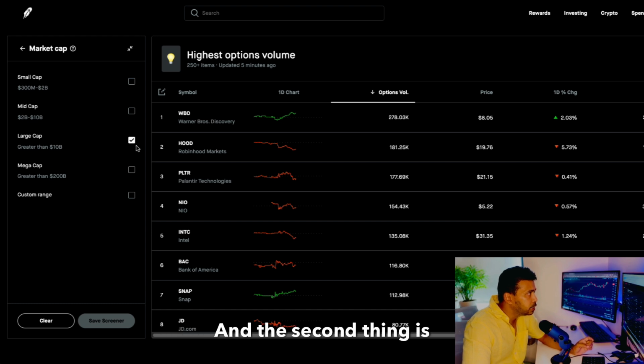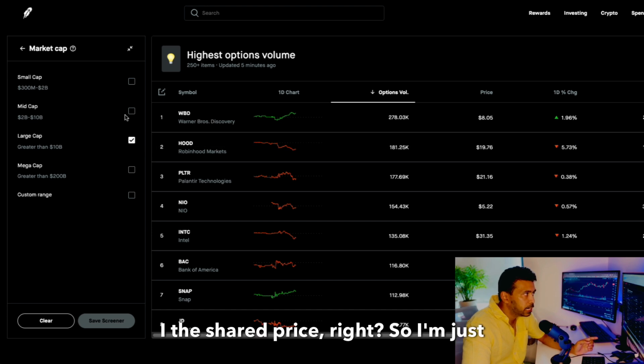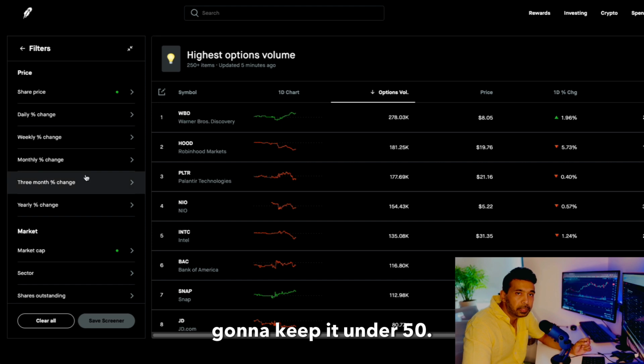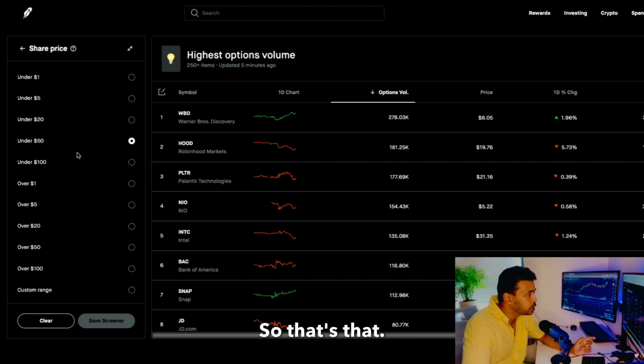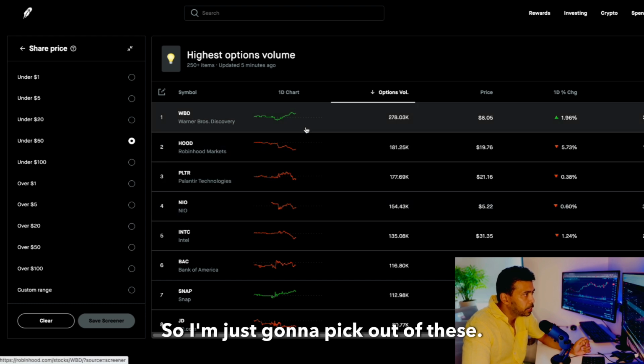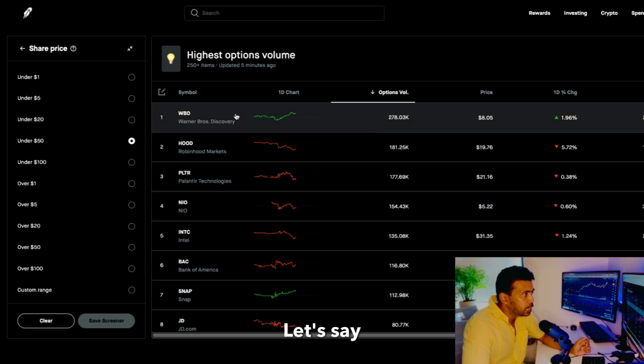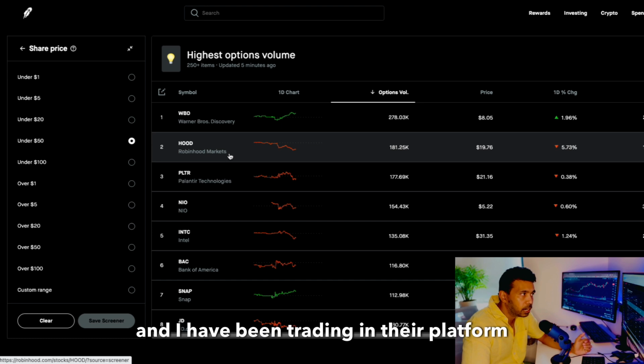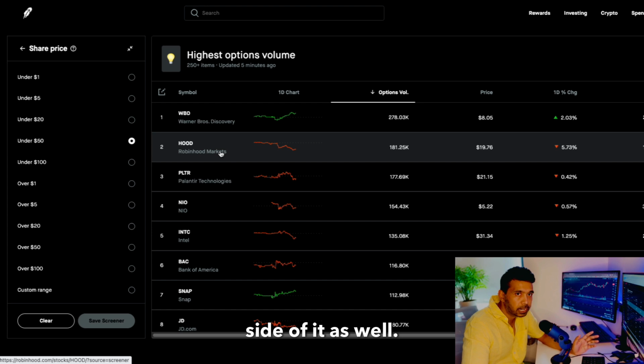And the second thing is the share price, right? So I'm just gonna keep it under 50. So that's that, and that gives you this list. So I'm just gonna pick out of these. Let's say I know Robinhood and I've been trading on their platform, and I kind of know a little bit about the financial side of it as well.